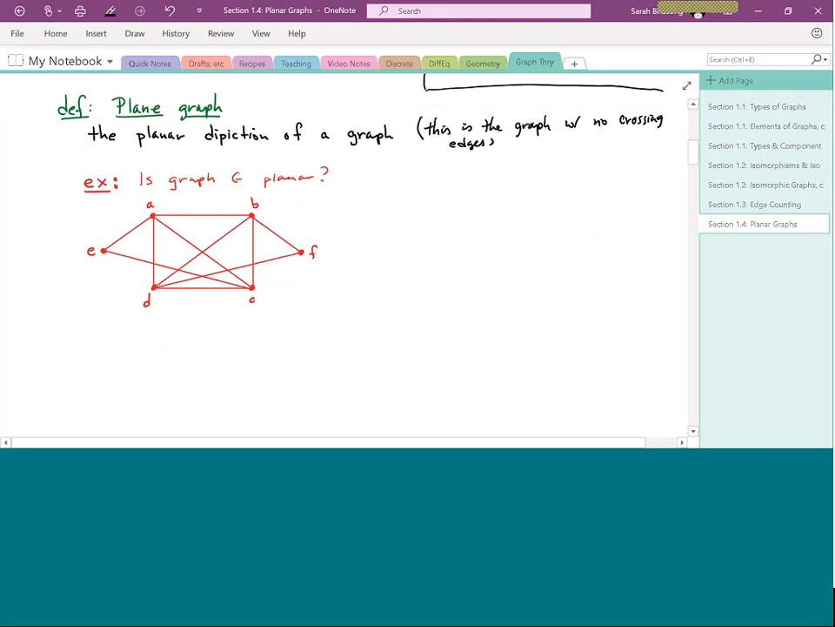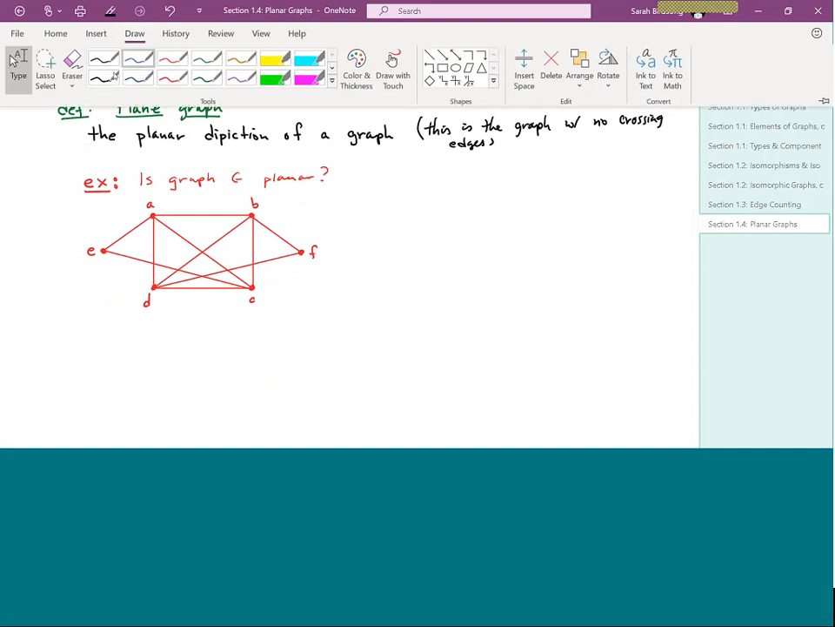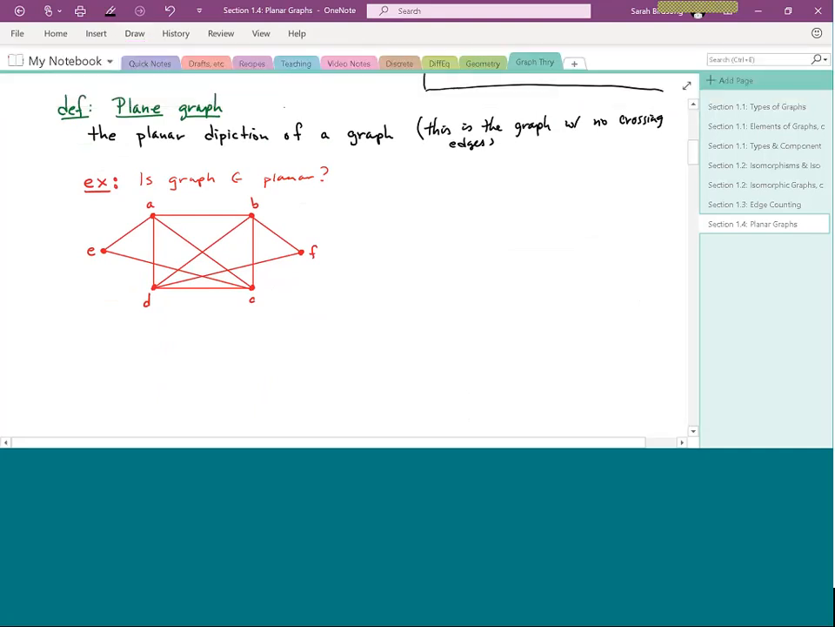Now, it turns out there's a bunch of different ways to determine whether a graph is planar or not. But in terms of what we've done so far, everything we've talked about is literally just seeing if you can move the vertices around, with all the incident edges following, so that the edges don't cross.